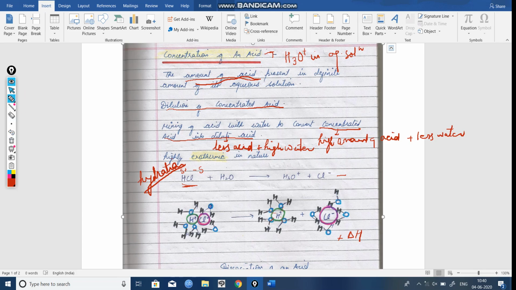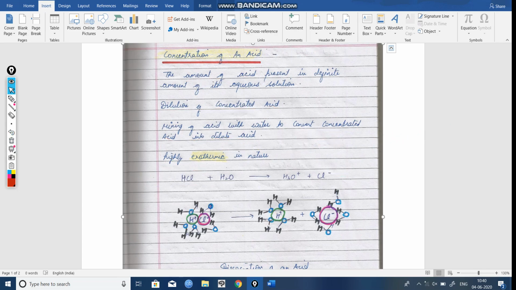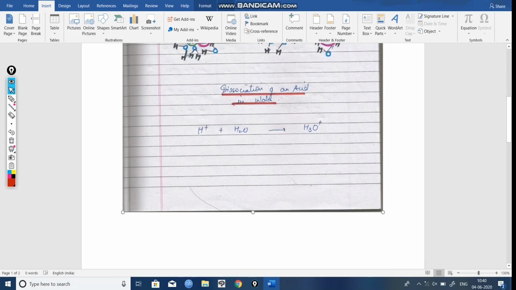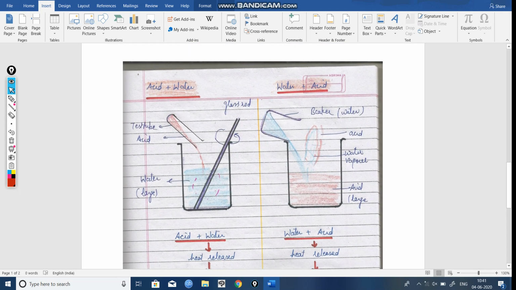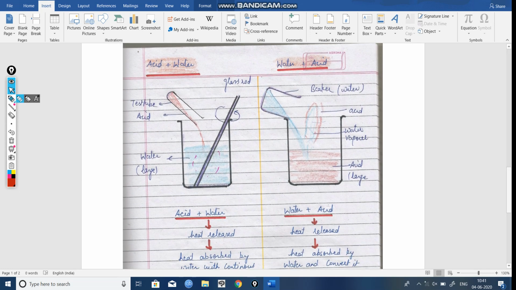Next, how can we convert this concentrated acid into dilute acid? Here there are two methods: either acid added to water, or water added to acid. First, water added to acid. If we add water into acid, then acid should be taken in this beaker, acid present in a large amount and water in a small amount.